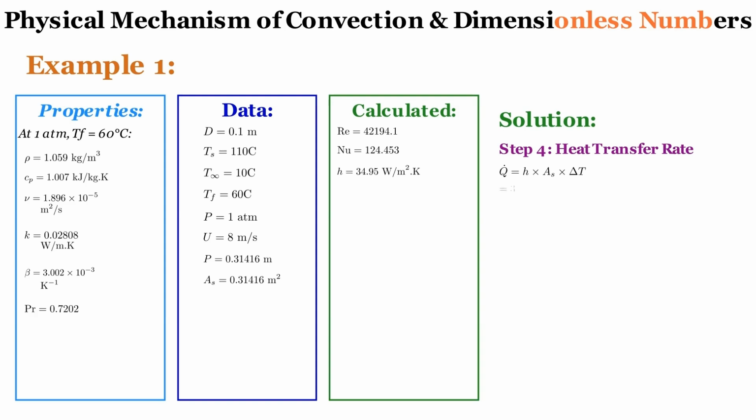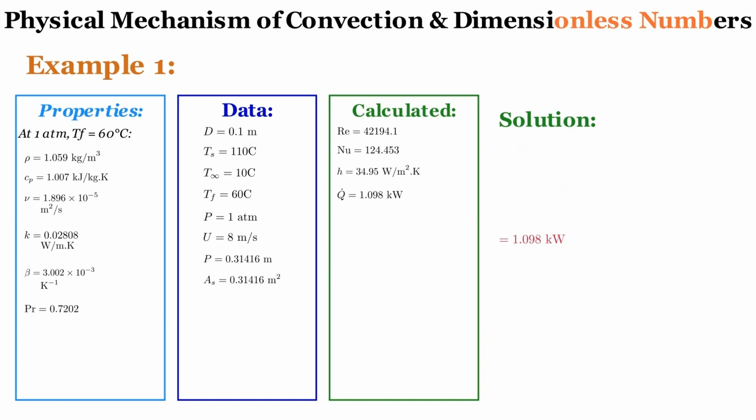Using Newton's law of cooling, Q dot equals H times A_s times the temperature difference. Substituting, Q dot equals 34.95 times 0.31416 times (110 minus 10), that's times 100 degrees. This equals 1,098 watts, or 1.098 kilowatts per meter length of pipe.